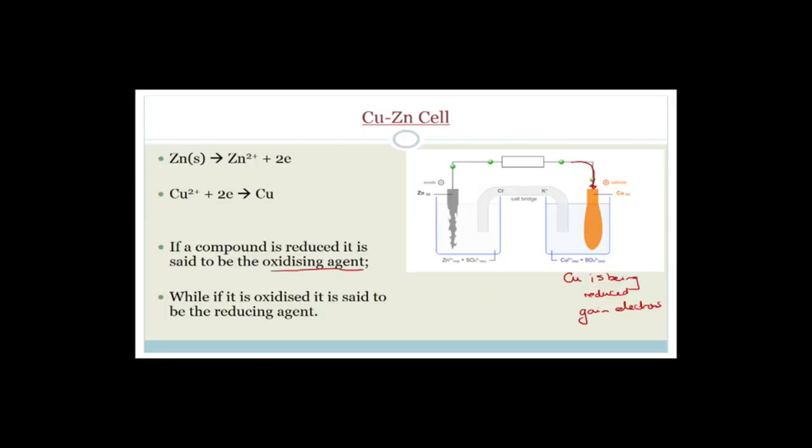Similarly, if I'm being oxidized, if I'm losing electrons, then I am the reducing agent. Why? Because if it is oxidized, it is losing its electrons. If you're losing your electrons, you are causing the electrons to be transferred to the other electrode, which means that you are the reducing agent. You're causing the other thing to be reduced.